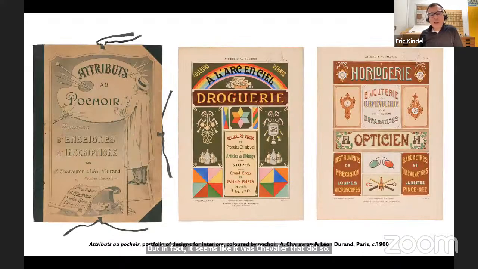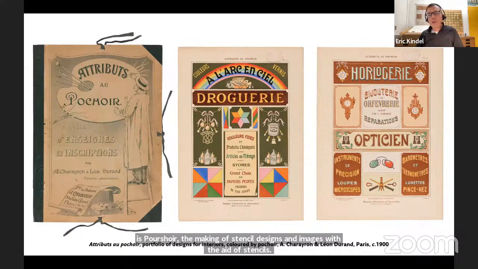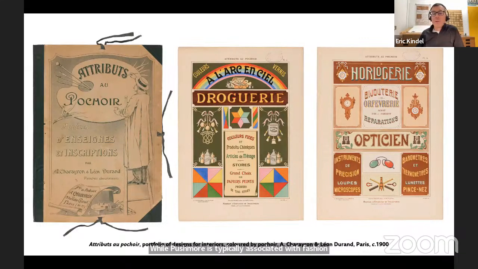And before leaving the French scene, I wanted to show one example of the other kind of stencil work for which France is known, but which is not really part of my topic. This is pochoir, the making of stencil designs and images with the aid of stencils. While pochoir is typically associated with fashion illustrations or books for bibliophiles, it was also used for producing portfolios, such as this one, made up of many plates showing schemes of decoration for commercial and entertainment interiors. And in a nicely self-referential way, the portfolio served as a sales catalog for the full-scale stencils one could purchase to execute these schemes.